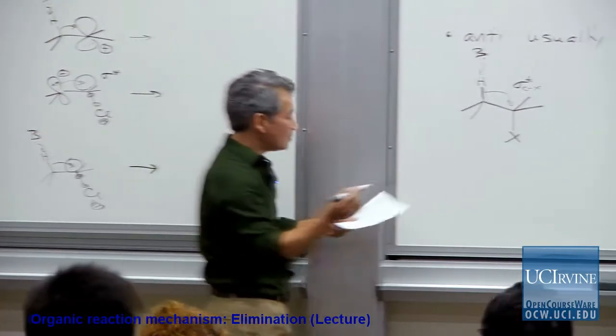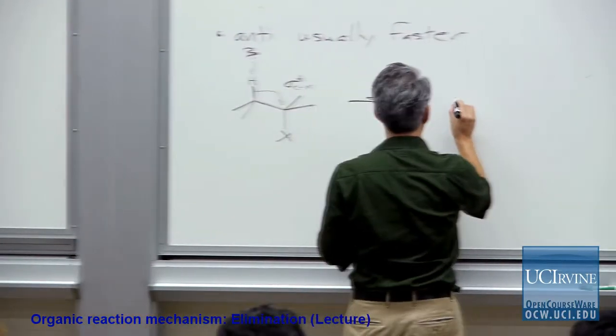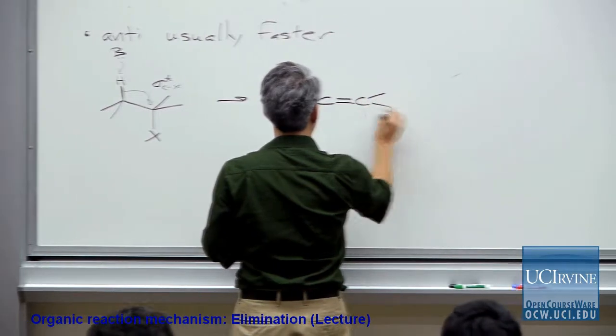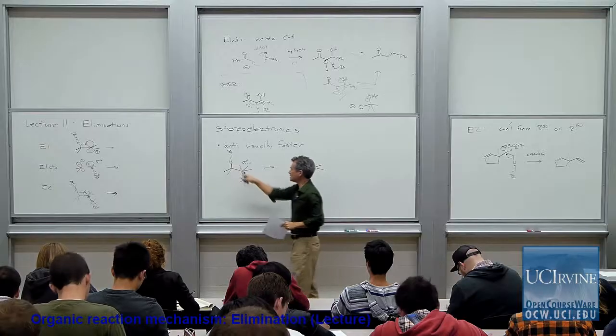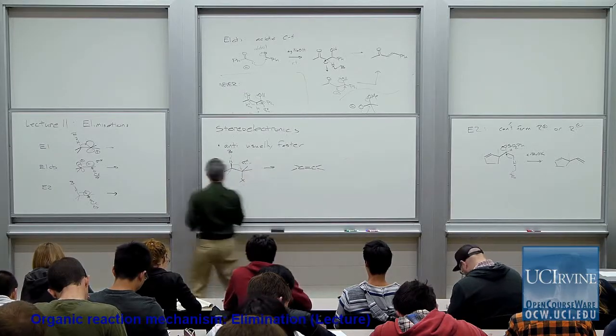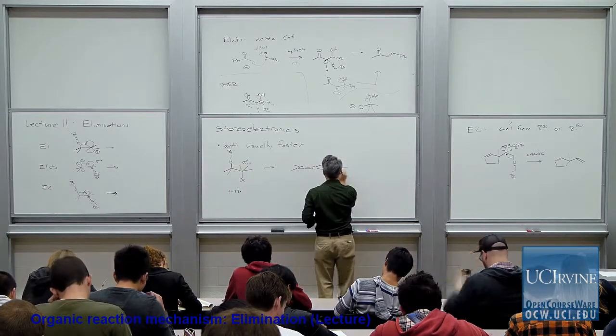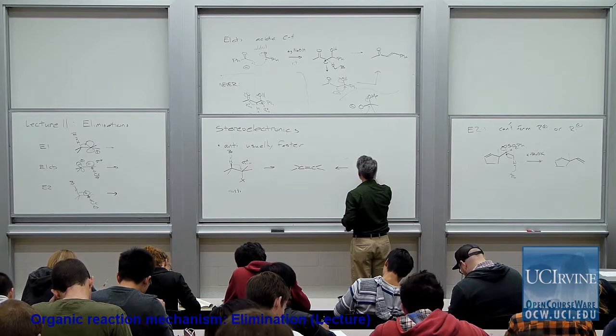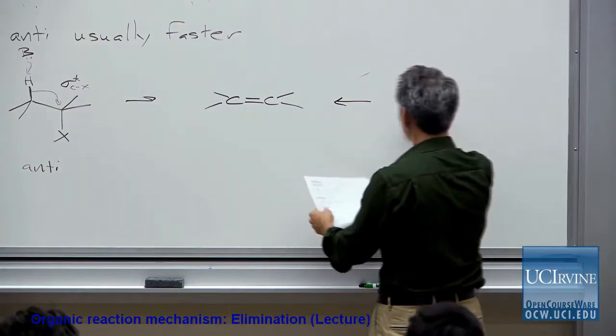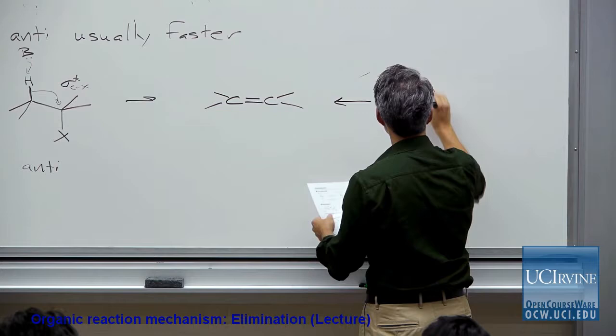If you look at the rates for reactions, when this proton is anti, so let me write this out, that's an anti-relationship, versus syn, it turns out the anti is faster. And it's not infinitely faster, but you can put some numbers on that. And I will put some numbers on that.